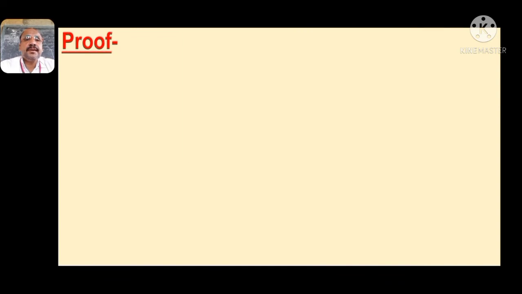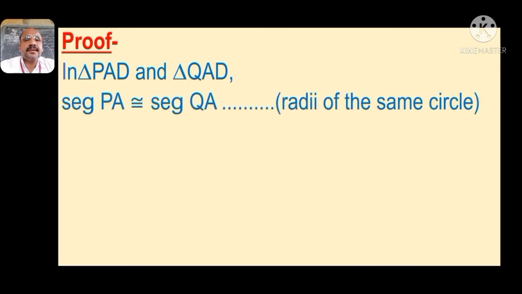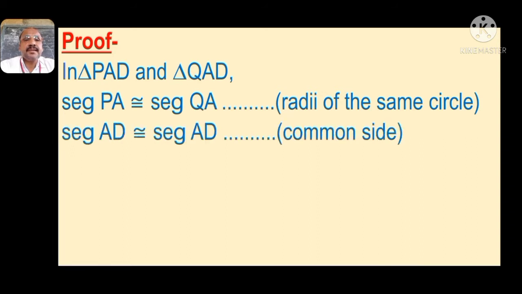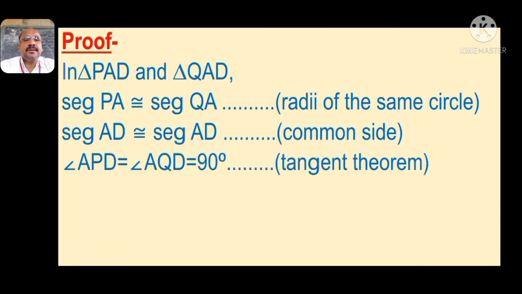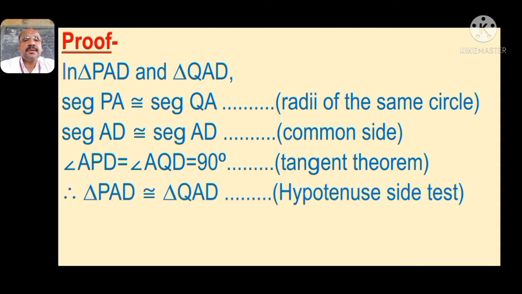Here proof: in triangle PAD and triangle QAD, segment PA is congruent to segment QA, both are radii of the same circle. Segment AD is congruent to segment AD, which is the common side. Angle APD is equal to angle AQD, which is equal to 90 degrees according to the tangent theorem. Therefore, triangle PAD is congruent to triangle QAD by the hypotenuse side test or hypotenuse side theorem.